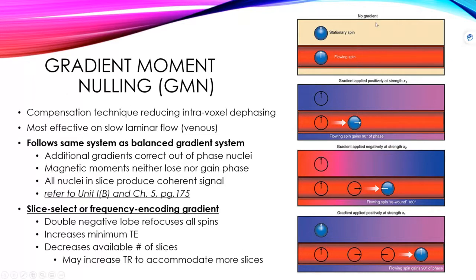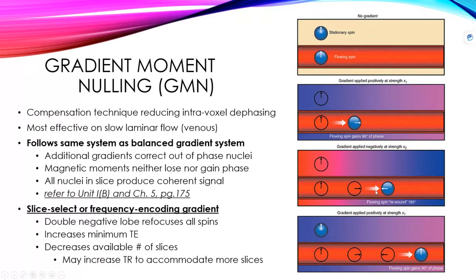So this image right here is just showing you that with no gradient, you have a stationary spin and a flowing spin in the same direction because they're both aligned to B naught. Gradient is applied positively at X1. X1 is your excitation pulse. So we apply a gradient and we flip it into the transverse plane. And so at this point, we've applied a pulse of 90 degrees. Even though it's a gradient echo, we've applied a 90-degree pulse. So now our spin is going to be in the 90-degree transverse plane.